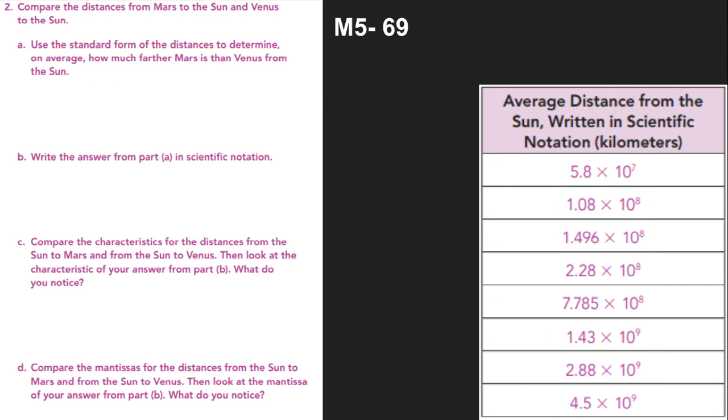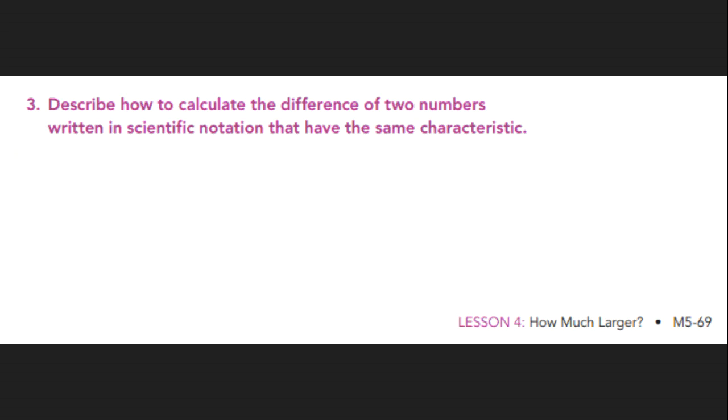Okay, so you can go ahead and go to the next page, or sorry, no, this is at the bottom of the same page, and it says describe how to calculate the difference of two numbers written in scientific notation that have the same characteristic. That's what we just did. So what shortcut could we have used from the start to not have to write out all those big long numbers for Mars and Venus to do the subtraction? Now knowing what we know about subtracting numbers that have the same characteristic, what would have been a shortcut? So I want you to write that for question 3, and I'll give you a minute to do that now.